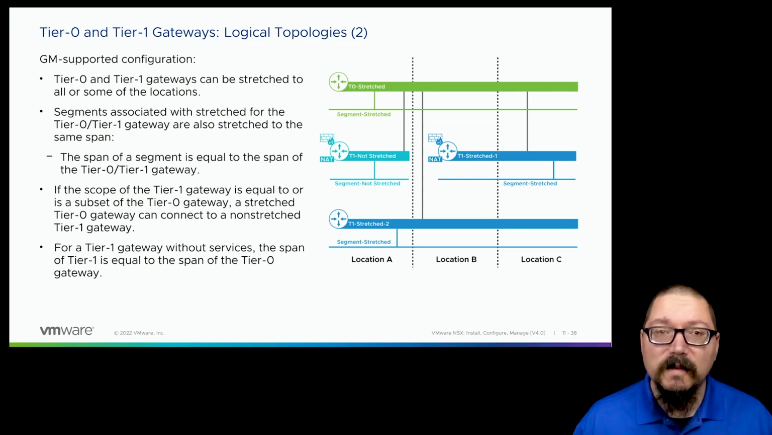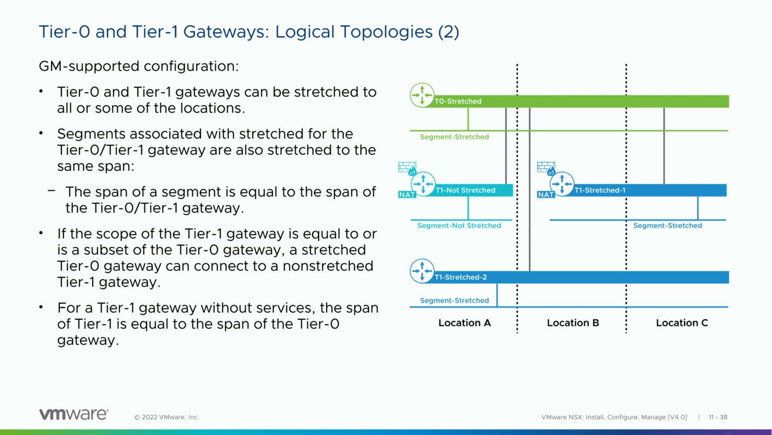When we're looking at this, we might want to think about interconnectivity, right? My Tier 1 gateways are always going to need to connect to a Tier 0 gateway, right? Because we need that upstream, downstream connection. Well, the Tier 0 gateway that I attach my Tier 1 to has to meet or exceed the span of the Tier 1 gateway. In other words, the Tier 0 gateway has to provide coverage in all of the places that the Tier 1 gateway exists.